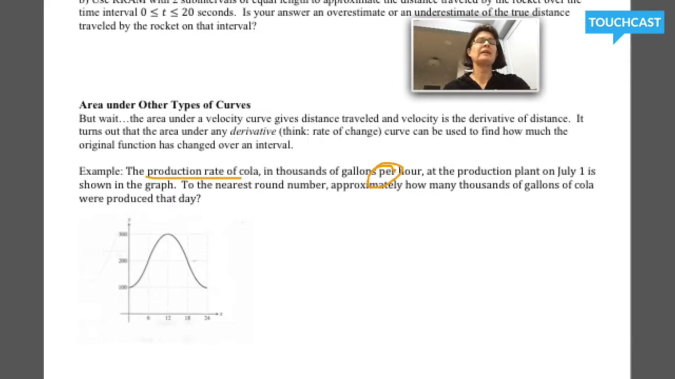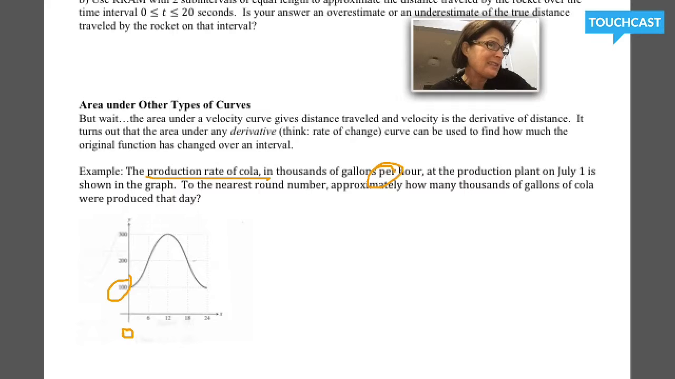So production rate is the derivative. And that's what's in the graph. We're going to find the area under that curve to give the total amount of cola produced over that time period. This is hours measured from 0 to 24. We've been told that the output axis is marked in thousands of gallons per hour. So here that's 100,000 gallons per hour. So here we're just going to try to approximate the area under the curve. We're looking for a round number.